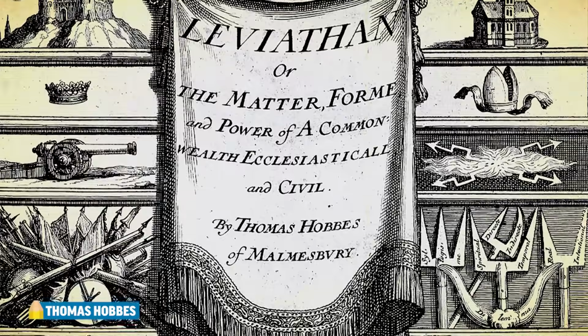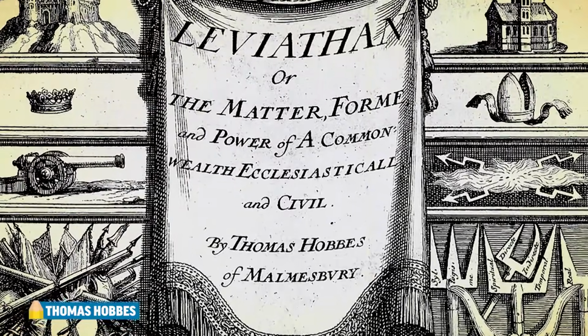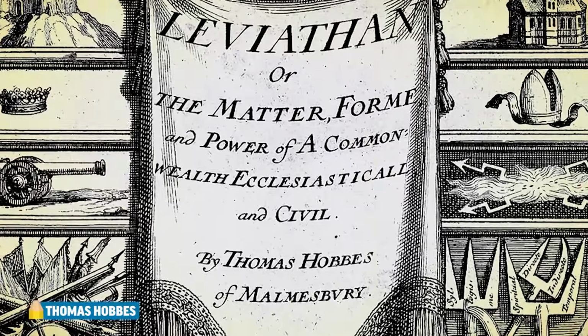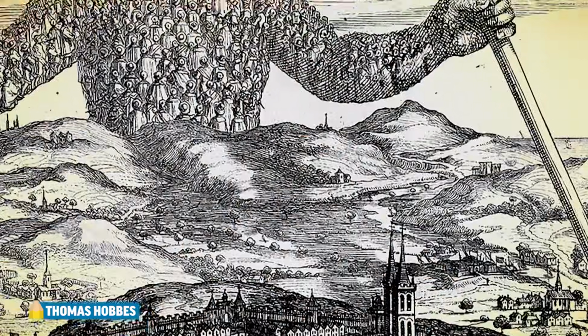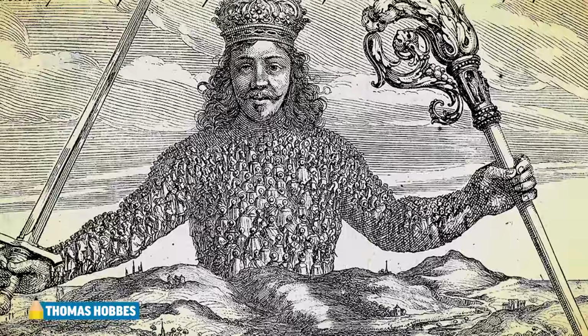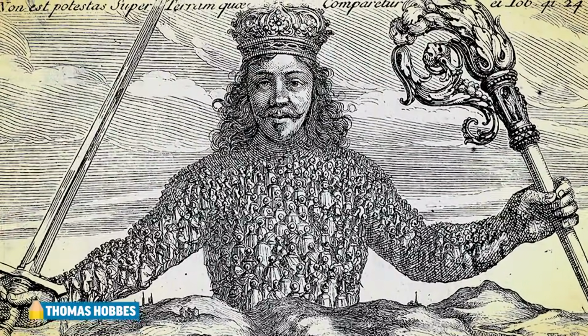In his book Leviathan, Hobbes argues that people in the state of nature would be in a constant state of war, and that the ideal form of government is absolutism. He believed that people should surrender their rights to one powerful king who will maintain order over everyone. I mean, look at the frontispiece of his book. The king is holding a sword and a crozier, and he is literally made up of the people.